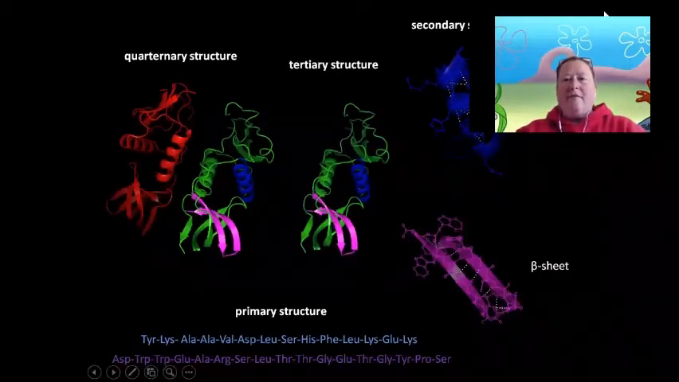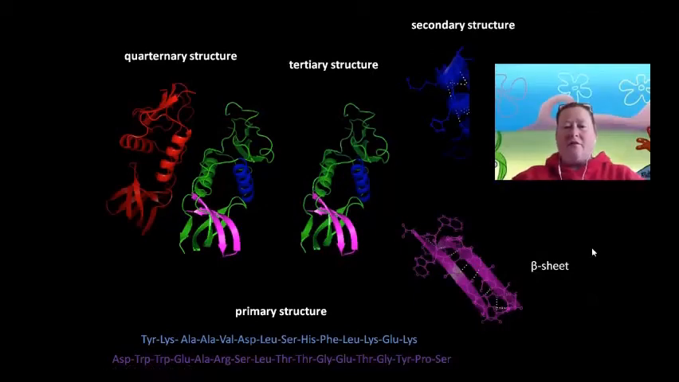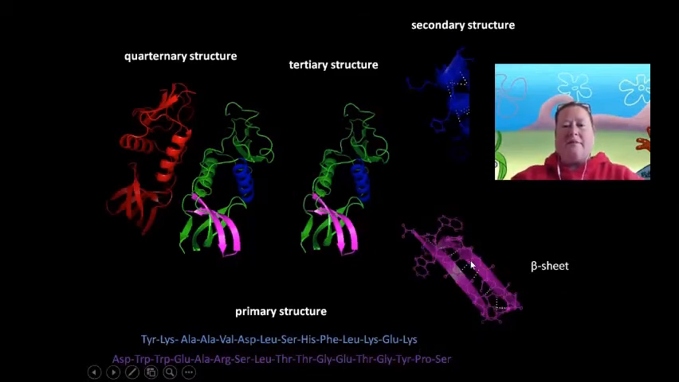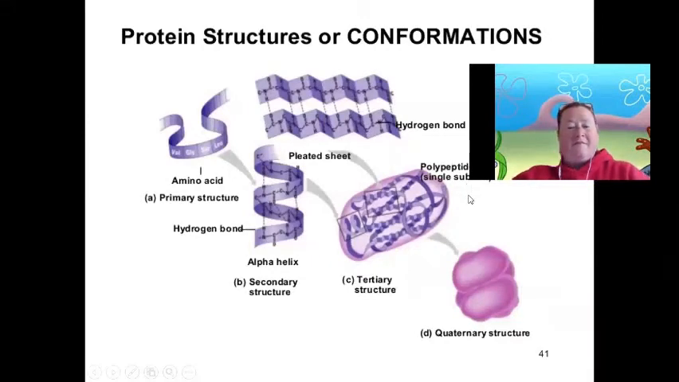Here are some more examples, some colorful renditions. Primary structure, again, is that chain of amino acids. Secondary includes alpha helices and beta pleated sheets. Tertiary is the overall conformation, and quaternary is more than one coming together. Again, some more pictures showing the same concept. I think the more pictures you can see showing similar concepts and ideas, the better it gets ingrained within your brain.